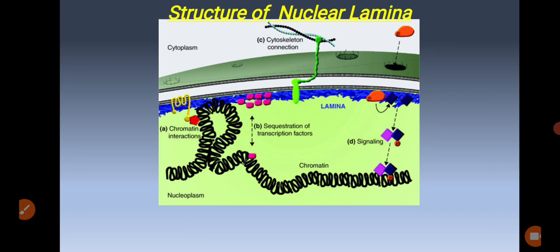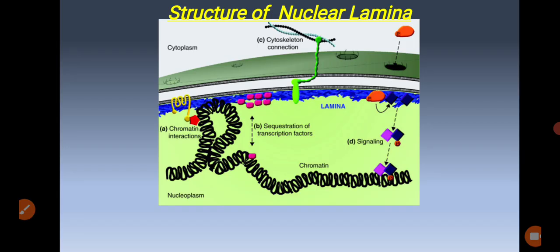The main function is transport. During transportation, it acts as a selective permeability barrier, allowing only specific molecules to pass between the nucleus and the cytoplasm. Smaller molecules diffuse freely, but larger molecules need nuclear transport receptors, like importins and exportins, to pass through.